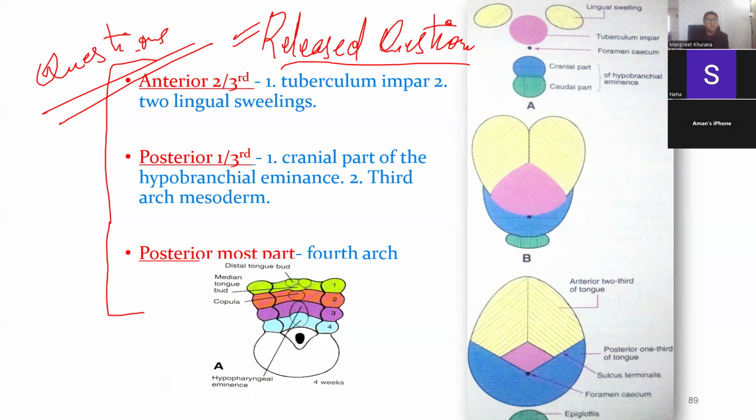So the anterior two-third is derived from tuberculum impar and two lingual swellings. The posterior one-third is the cranial part of the hypobranchial eminence, the third arch mesoderm, and the fourth arch mesoderm gives rise to the posterior most part. So in the anterior two-third, we have the involvement of first and second arch as well. In the posterior one-third, we have the involvement of the third arch. And in the posterior most part, we have the involvement of the fourth arch. Can you tell me which nerve is related to the third arch?